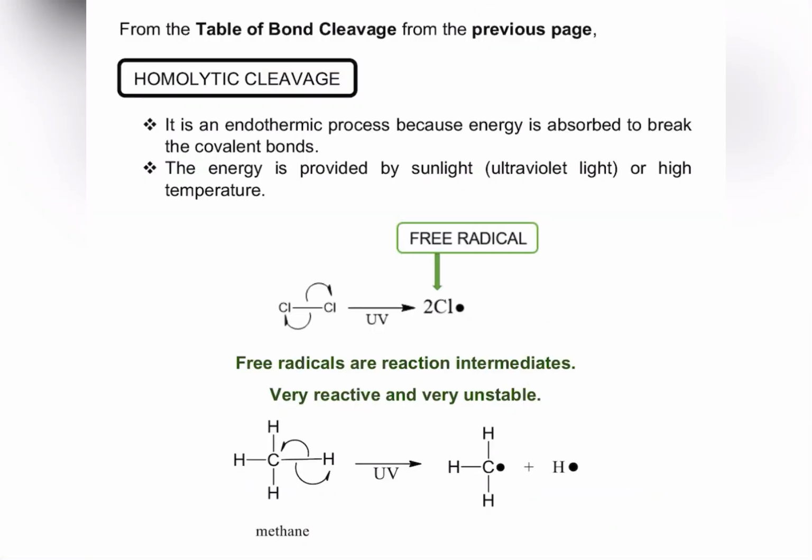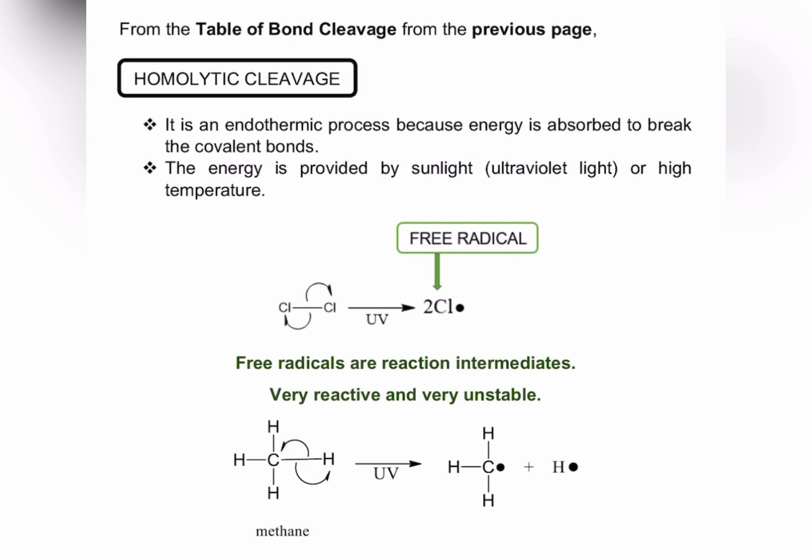Now I'm going to focus a bit more on the process, how you explain the homolytic cleavage. Homolytic cleavage is an endothermic process because energy is absorbed to break the covalent bonds, and this energy comes from sunlight or high temperature. But when we write the equation, you have to put UV under the arrow. So as you see from here, you split the covalent bond symmetrically for each Cl atom.